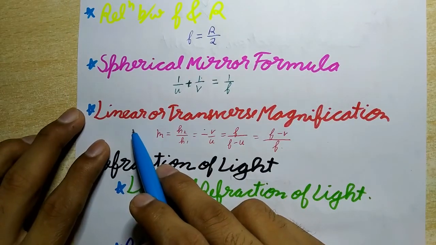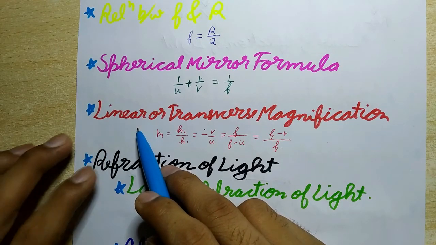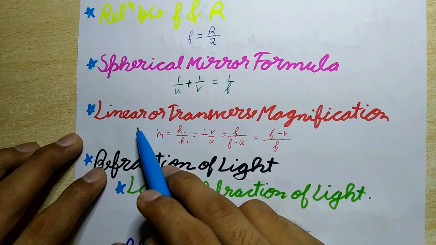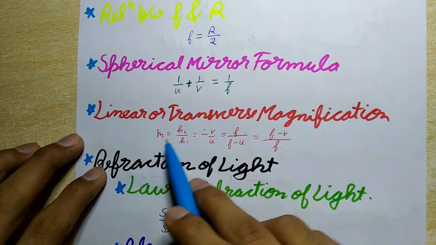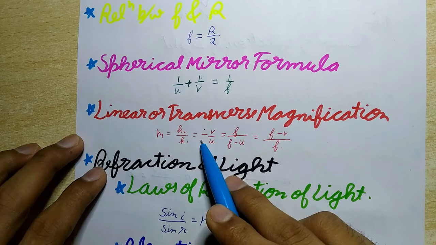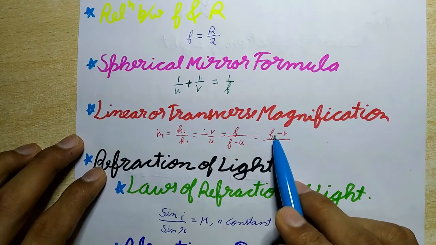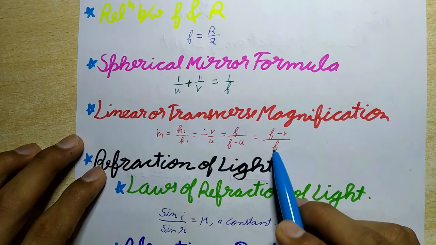Now next is linear or transverse magnification. It is the ratio of the height of the image to the height of the object. So m is equal to height of the image upon height of the object, which is equal to minus v upon u, which is equal to f upon f minus u, equal to f minus v upon f.